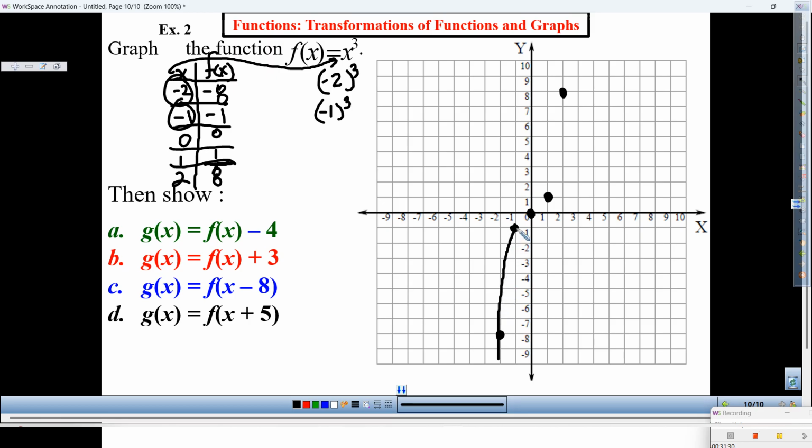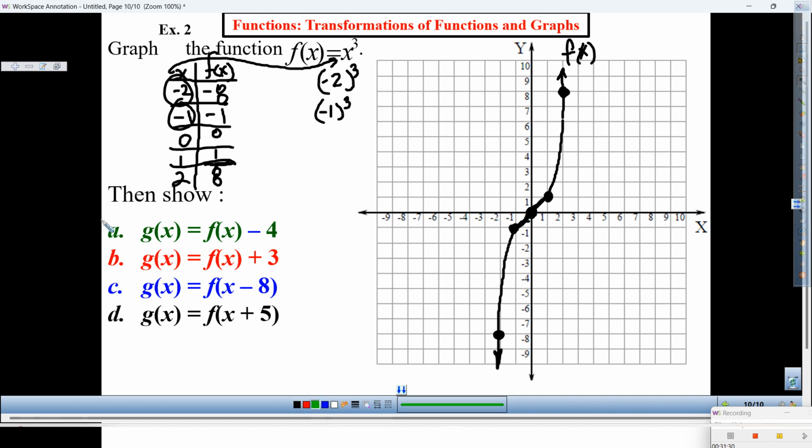It's going to curve about right there. And then it's going to curve a little bit to come up to that one. Arrows at the end. We're going to label that f of x. So we have our 5 points here. Negative 2, negative 8, negative 1, negative 1, 0, 0, 1, 1, 2, 8.